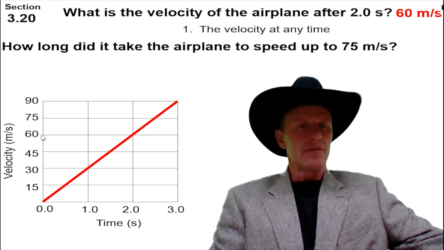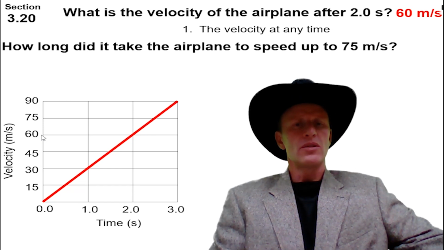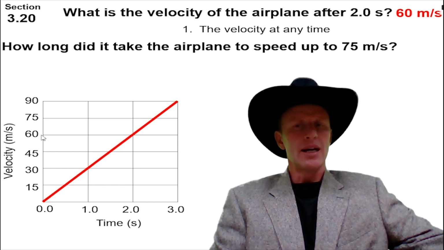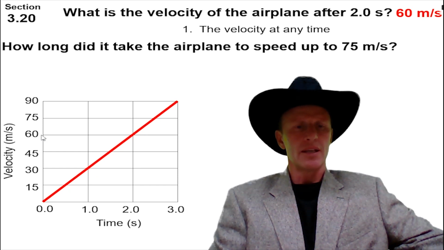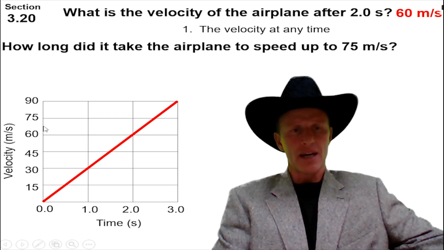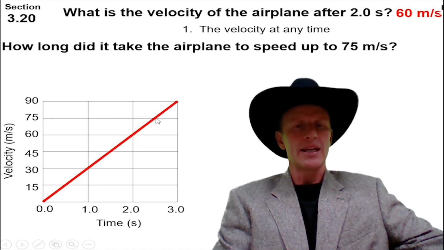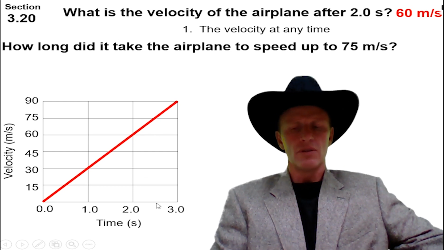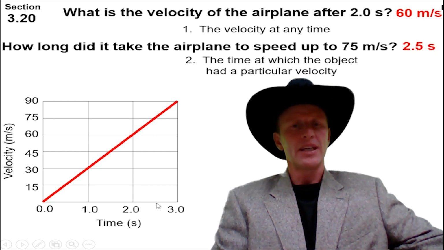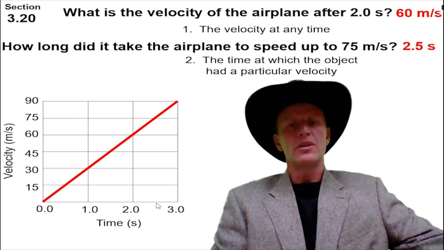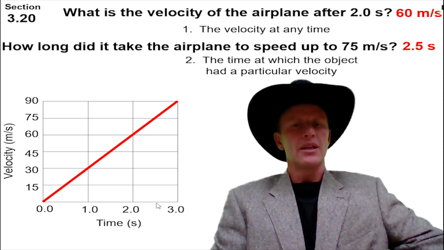Second thing you can get off a VT graph would be how long did it take the airplane to speed up to 75 meters per second? Well, if you look at 75 meters per second, you go straight over to the red line and you drop straight down. You'll get the answer of 2.5 seconds, which is the time at which the object had a particular velocity.